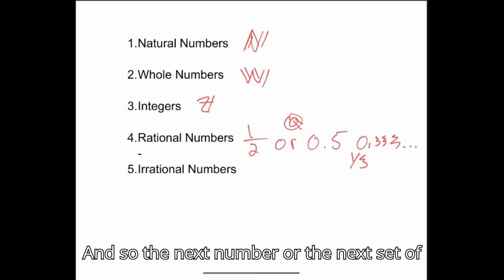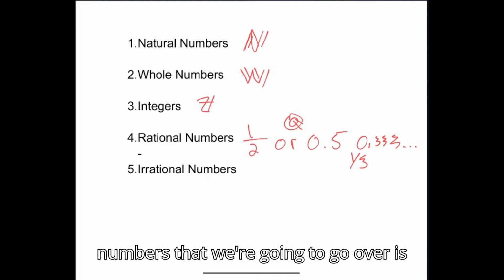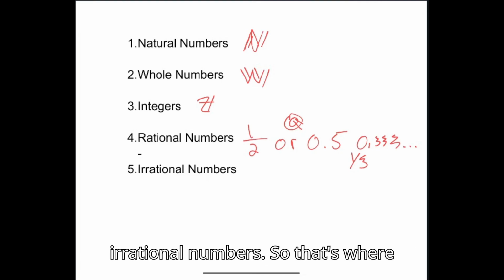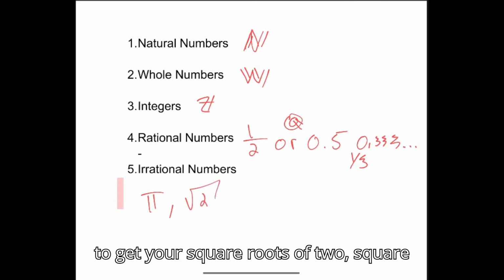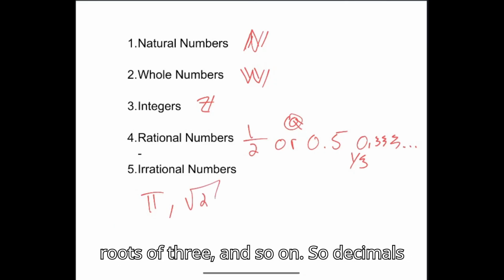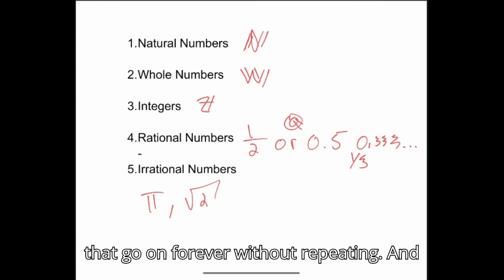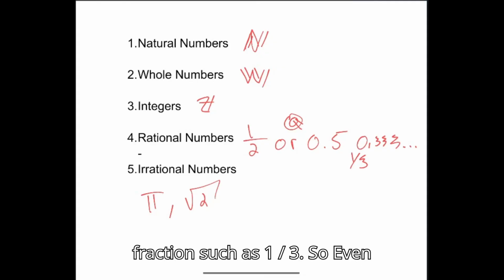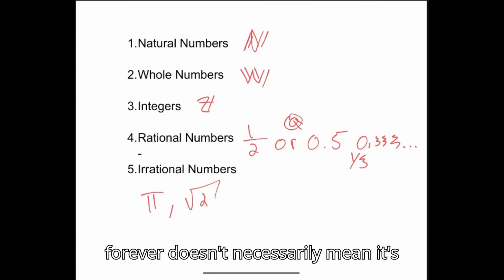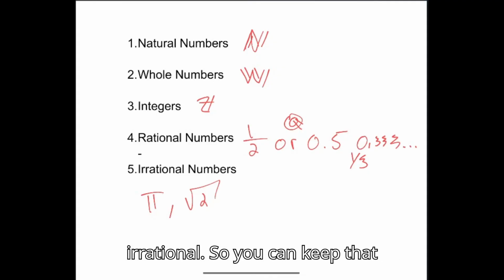And so the next set of numbers that we're going to go over is irrational numbers. That's where you're going to get your pi, your square root of 2, square root of 3, and so on. So these are decimals that go on forever without repeating. And you can't write these as a simple fraction such as 1 over 3. Just because it goes on forever doesn't necessarily mean it's irrational, so keep that in mind.